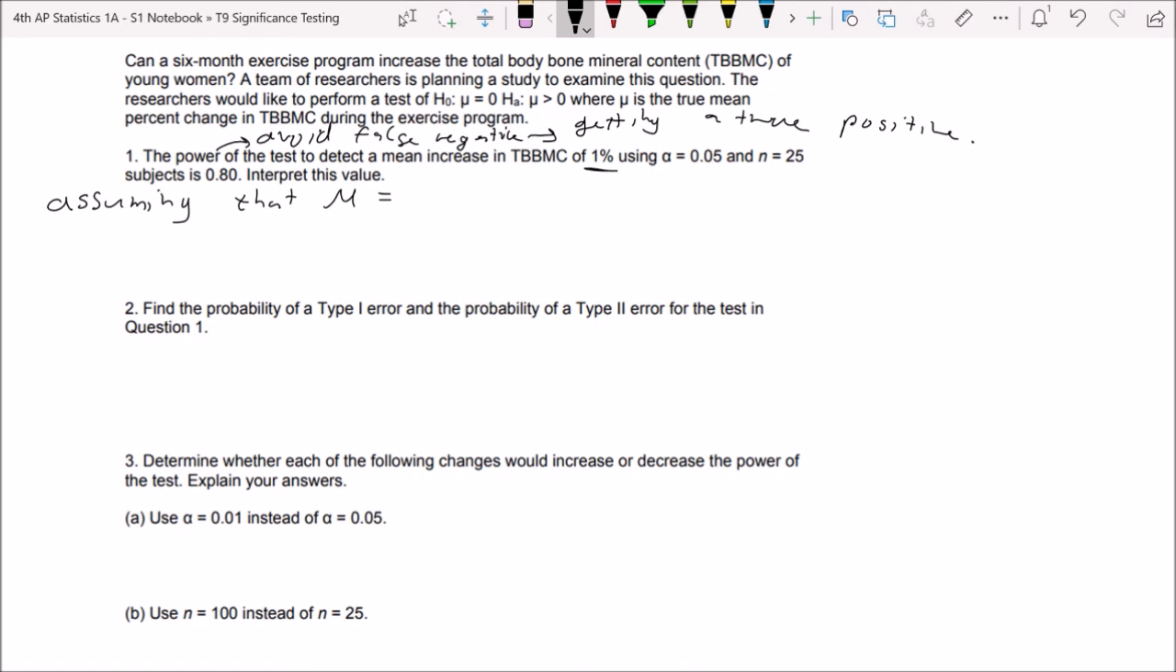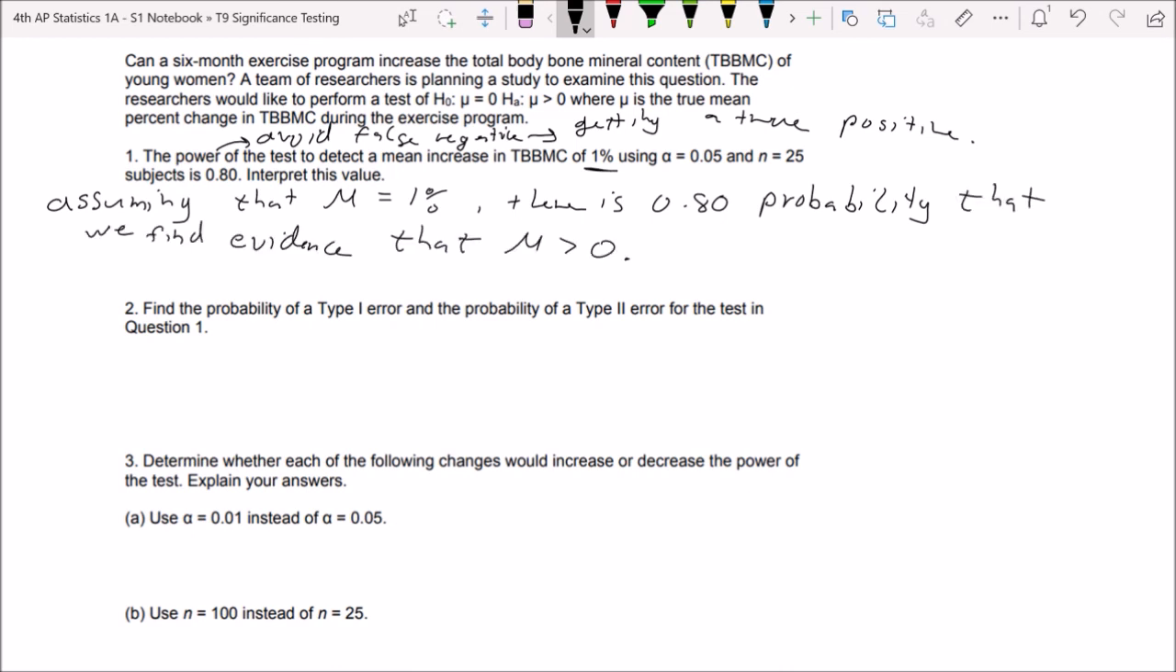There is a power, excuse me, not p-value, power, there is a 0.80 probability that we find evidence, so that's a true positive, that the mu is greater than 0. Okay, and that's just a fancy long way in context of saying that's the probability, assuming that alternative parameter they gave us here is true, then there is an 80% chance that we are going to find evidence that there was a positive change in TBBMC.